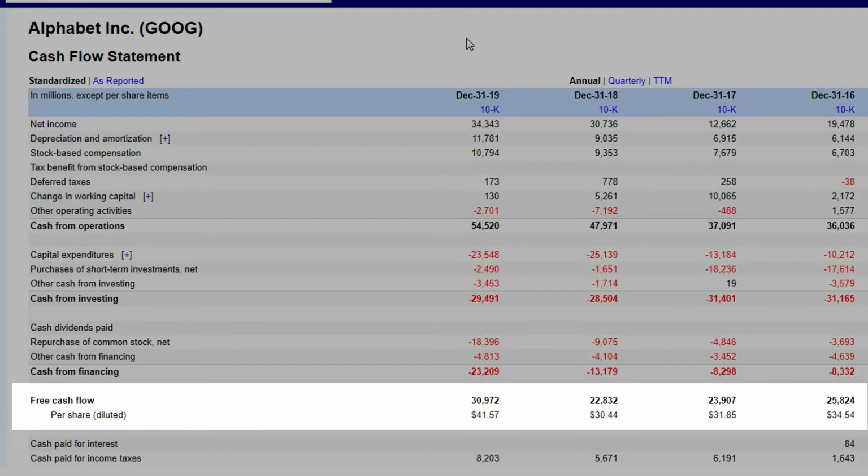Positive free cash flow tells us that the company is generating cash and it's going to be able to use that cash for whatever it wants, perhaps even pay down its debt. So if a company does not have positive free cash flow, that's a negative sign, because if they're not bringing in cash, they're not going to be able to pay down their debt.